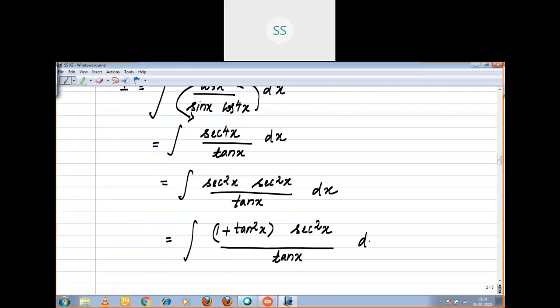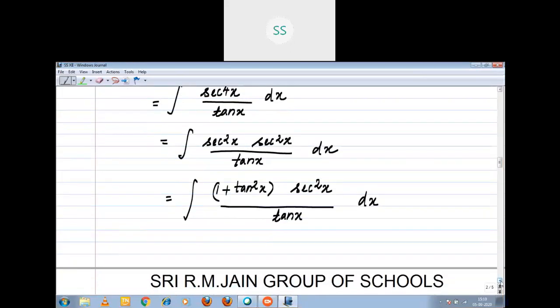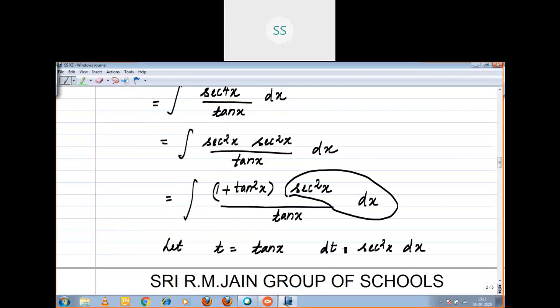First I used the trigonometry identity. Now I am going to adopt substitution. Using a variable I am going to replace tan x. Let t is equal to tan x. Then I am going to differentiate: dt equal to secant square x dx. Now see here, this one I am going to replace in terms of dt, and this one in terms of t. Got it?